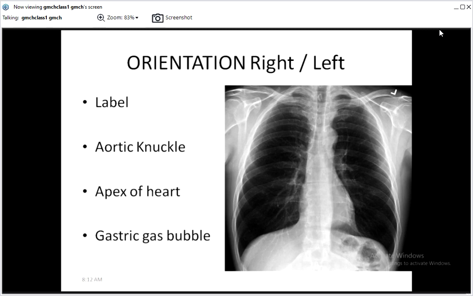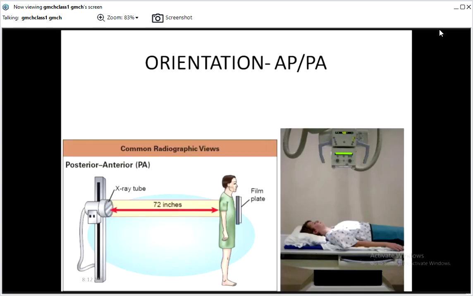There would be an exception to this when we are dealing with a case of dextrocardia with situs inversus, and you will see everything on the other side. The second orientation is whether it is AP or PA. So what is the difference between a PA view and an AP view?